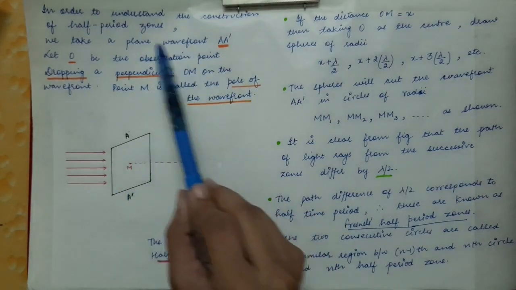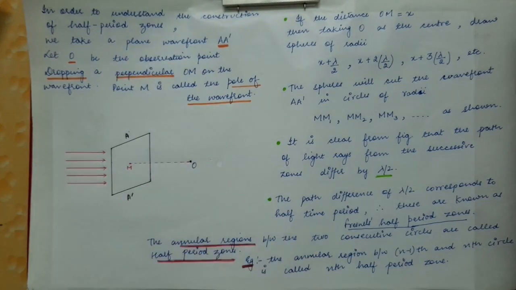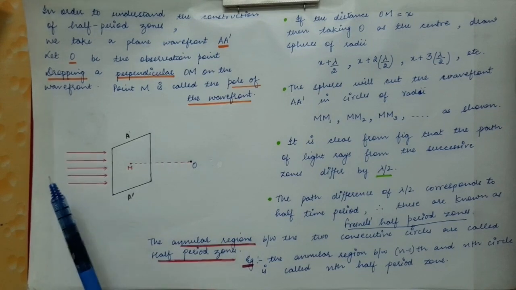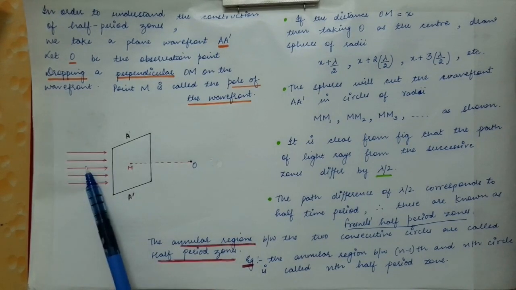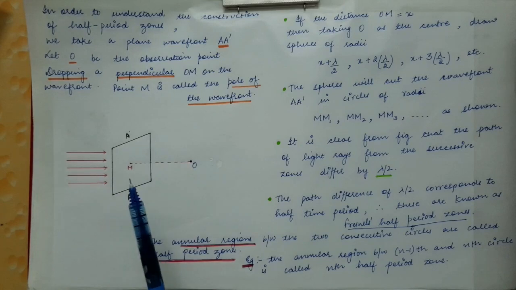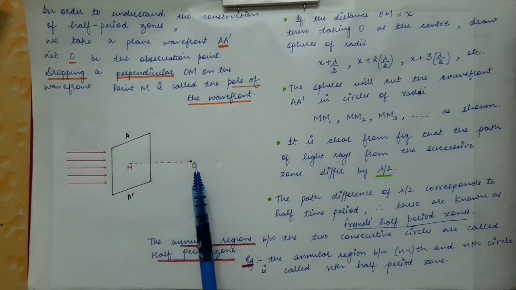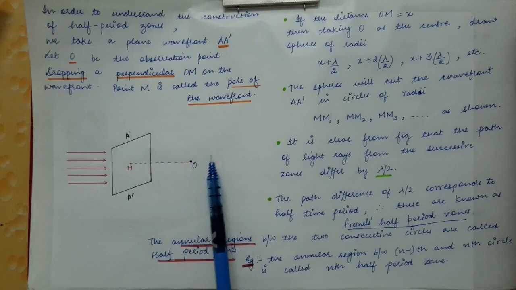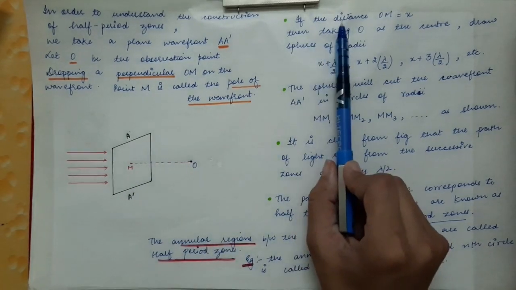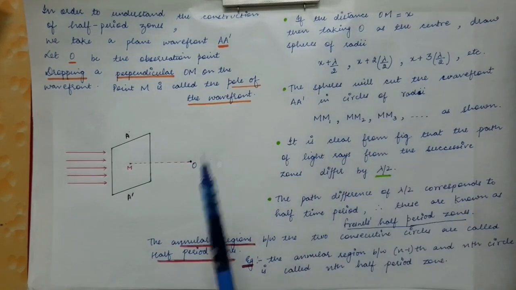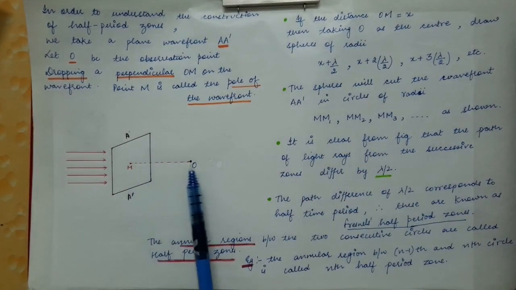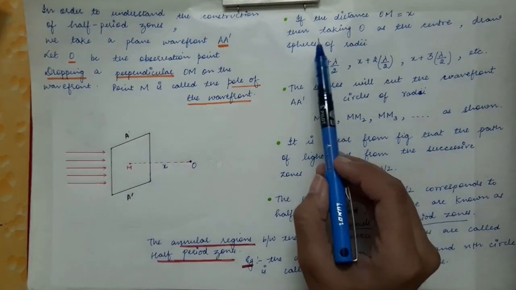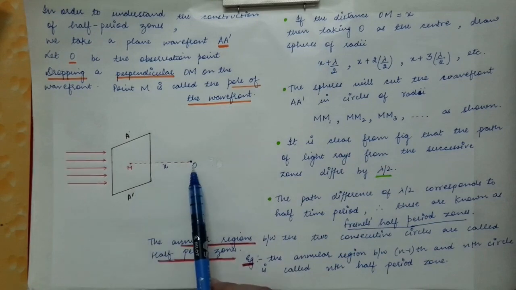So how are these half period zones constructed? This is the main scenario: we have a source, and the parallel rays coming from the source fall on the obstacle, and then we have the screen. This point capital O is the point on the screen. Now the distance OM, this perpendicular distance, let's say it is equal to small x. This distance will be fixed.